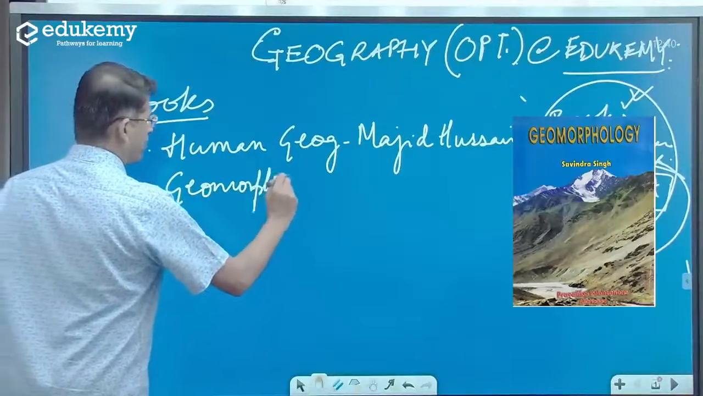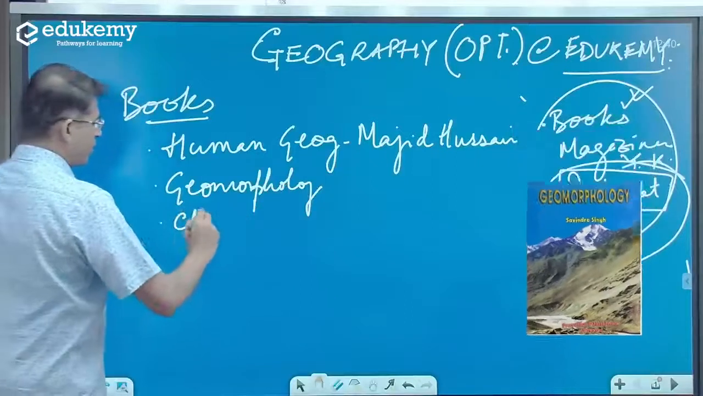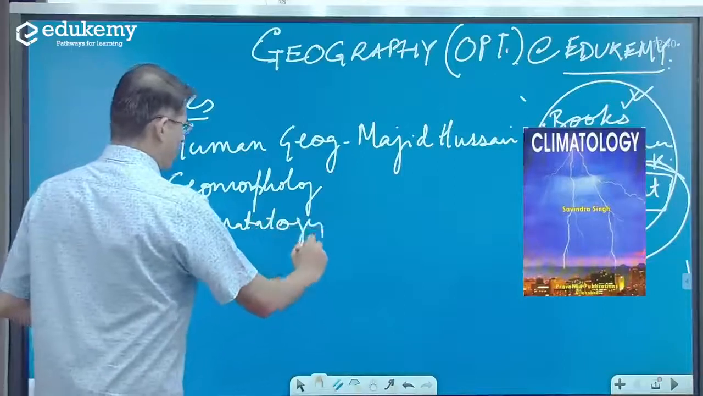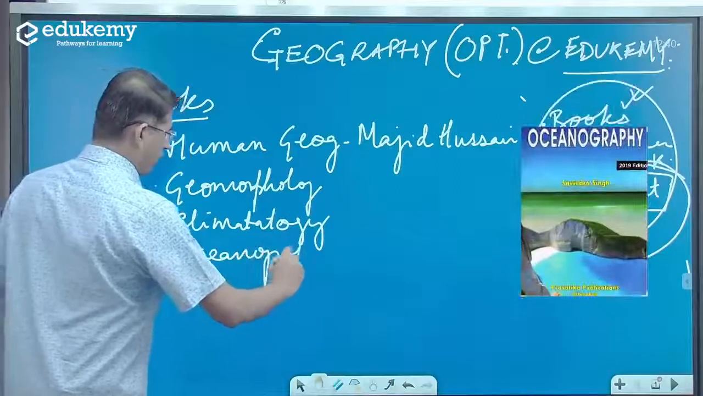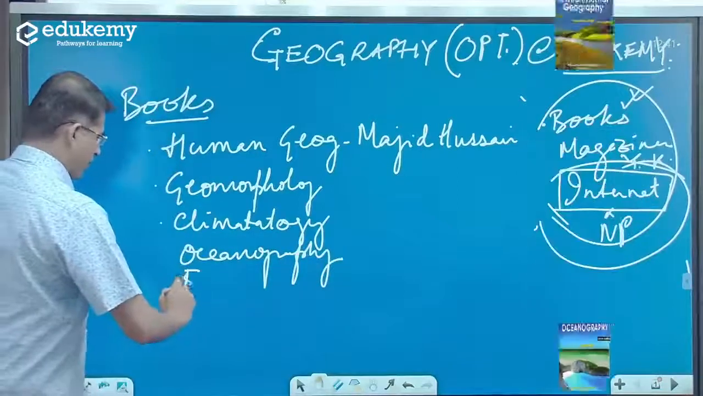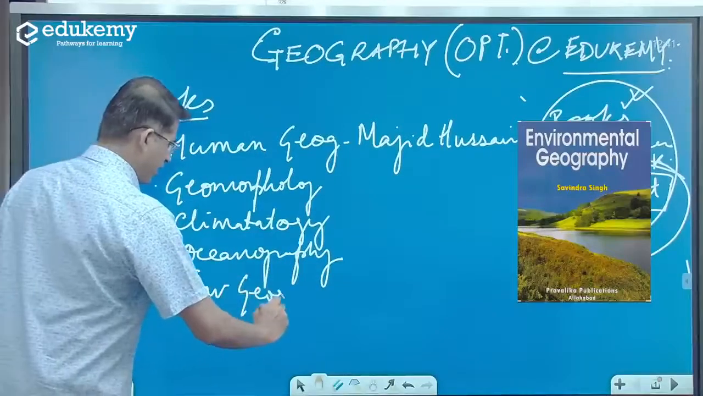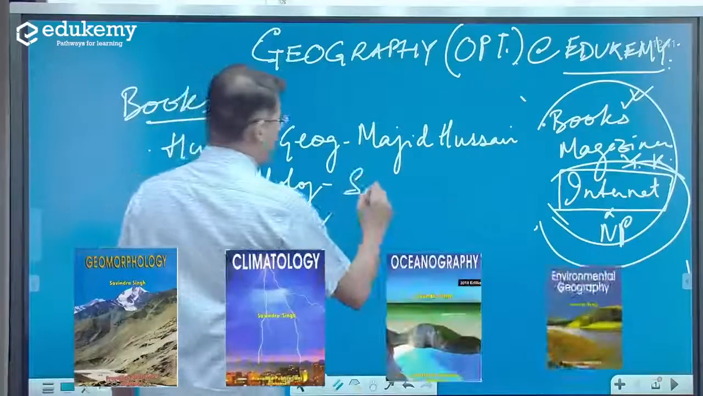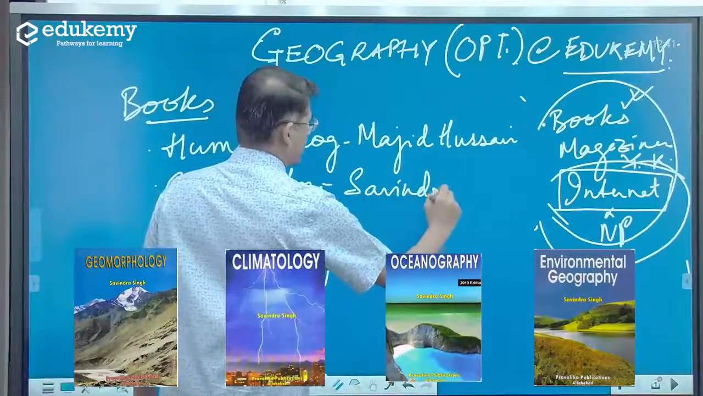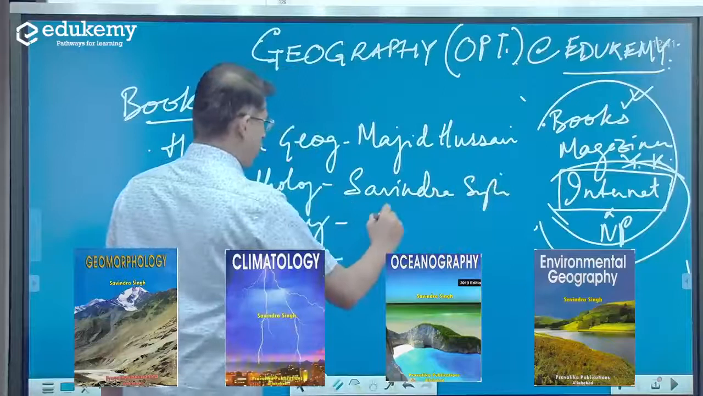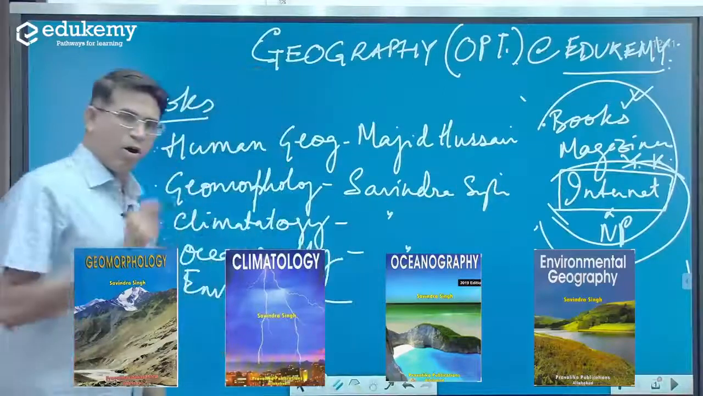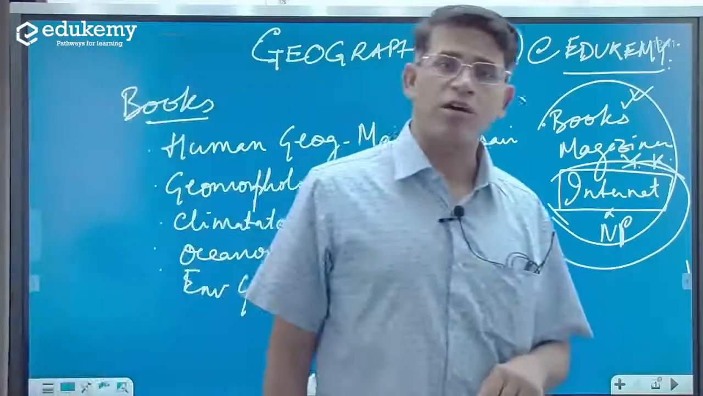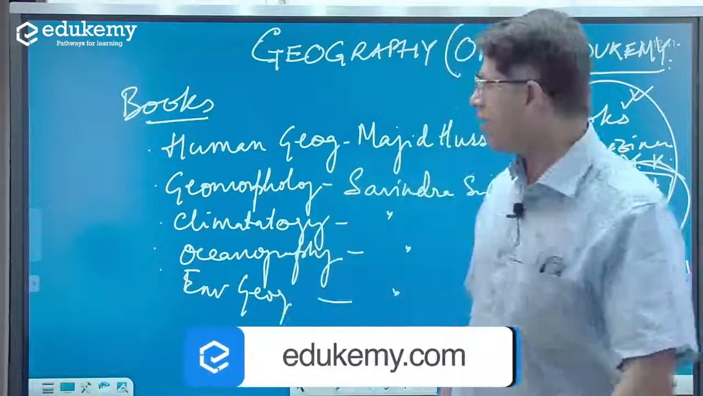You need geomorphology, climatology, oceanography, environment geography. These are 4 separate textbooks and all of them by Savindra Singh. All 4 textbooks by Savindra Singh. There is one more textbook in the market called Physical Geography by Savindra Singh. Now that's a book I will not recommend.